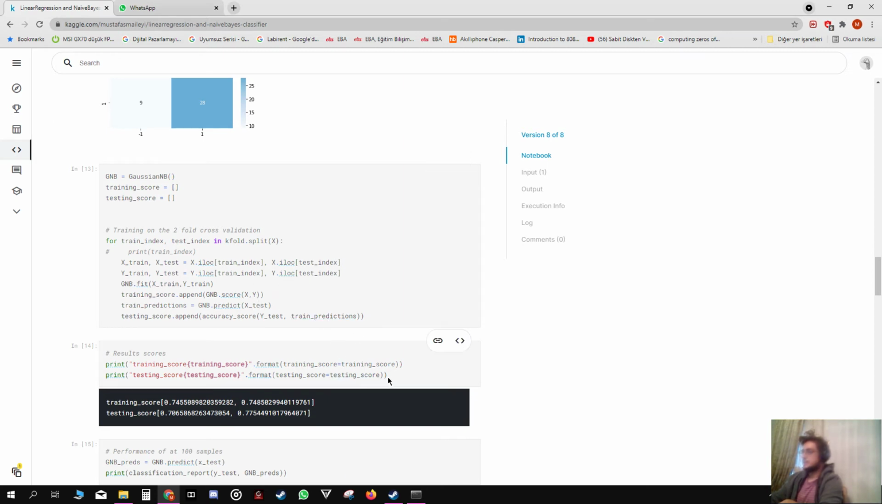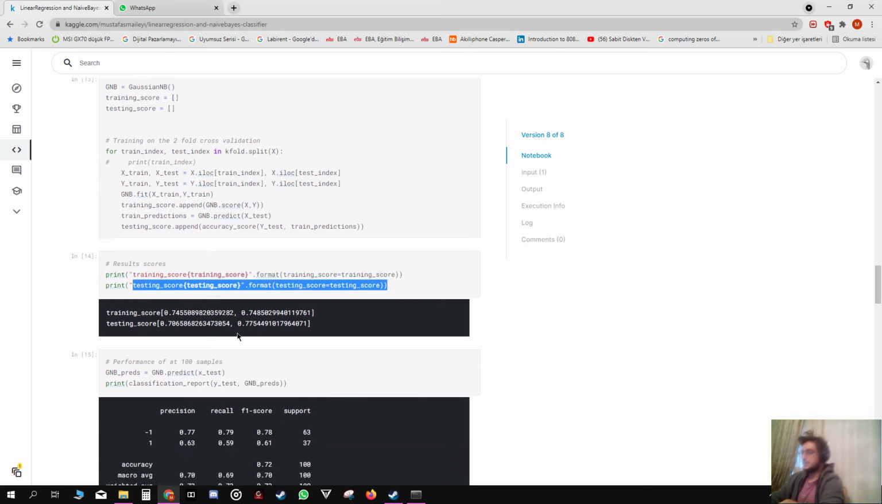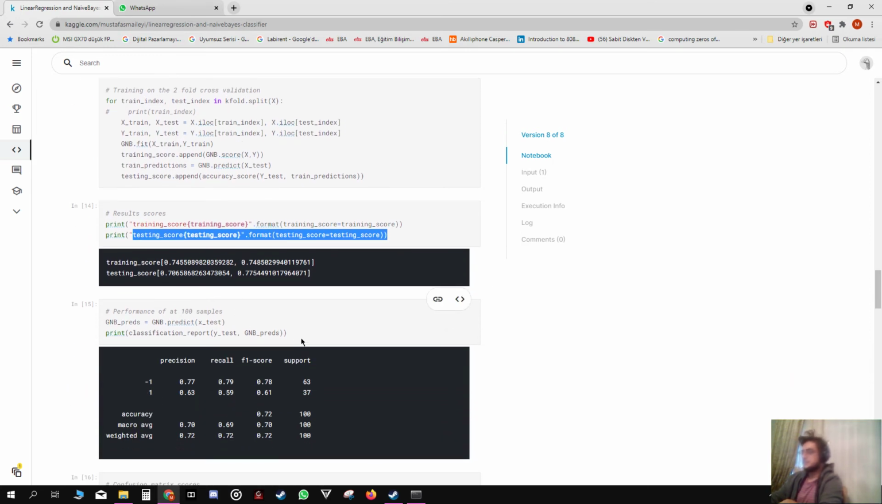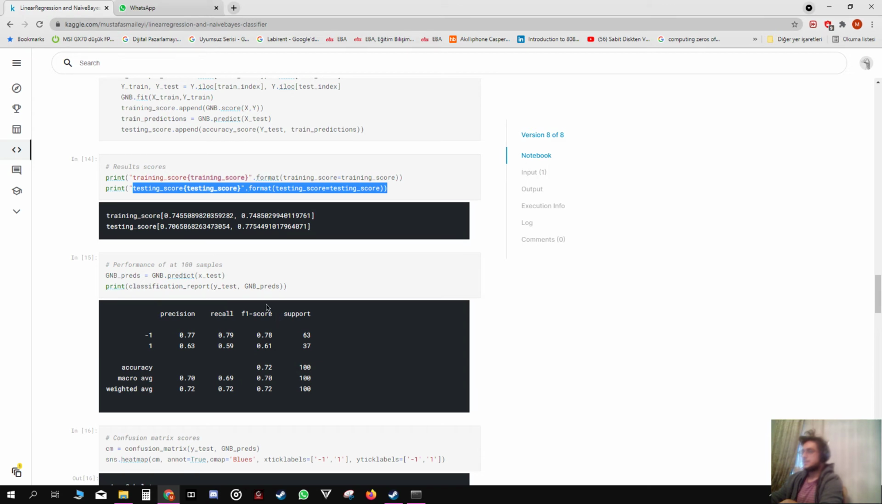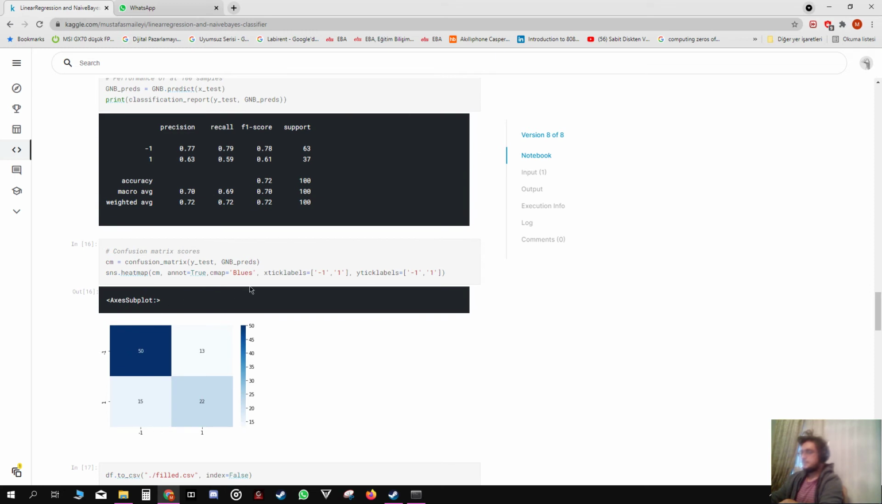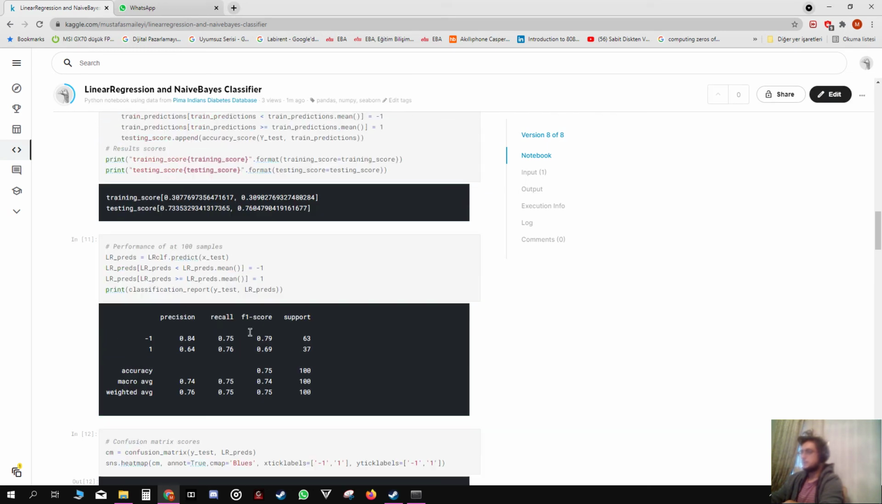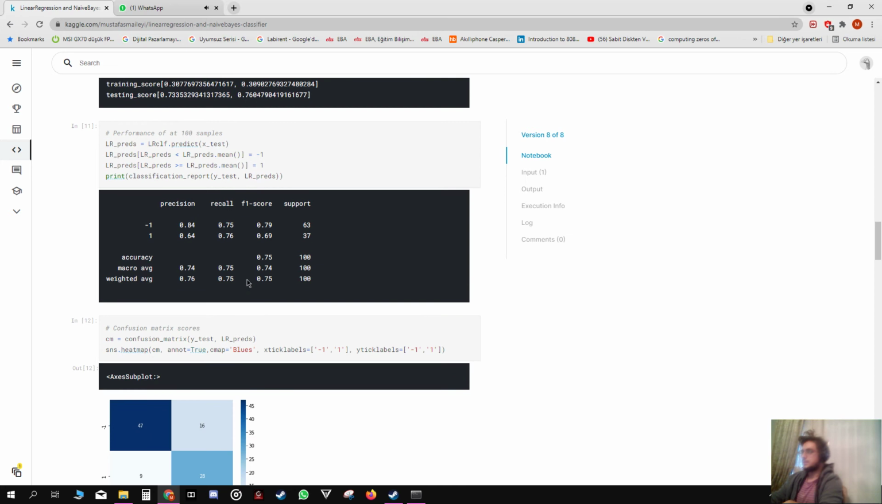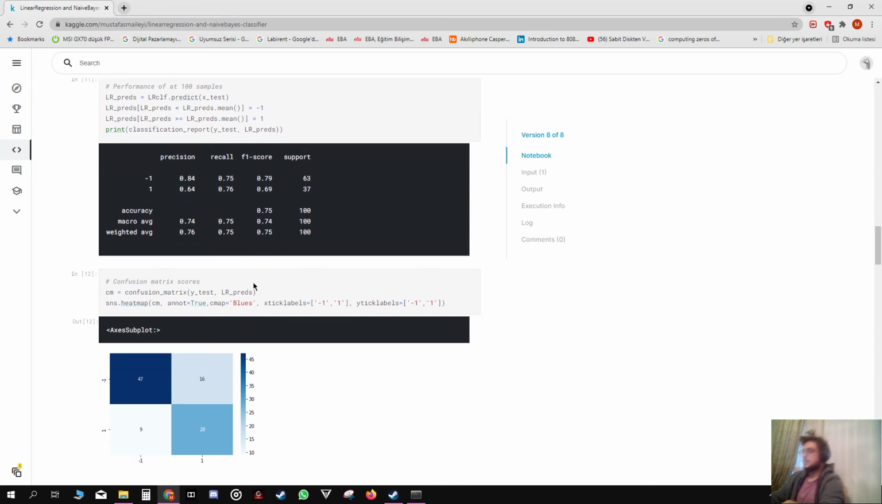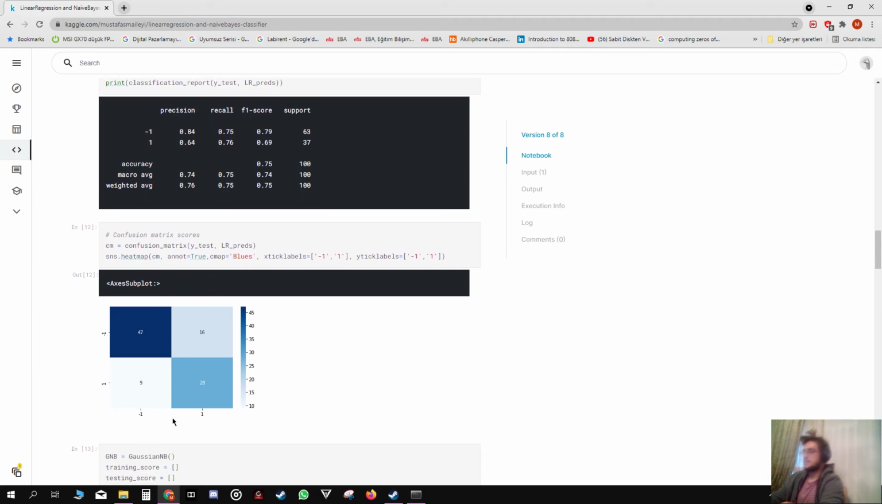Here are the training results, and here I get the validation results, and the confusion matrix of Naive Bayes is here. Let's look first at linear regression. In the linear regression, -1 means that she does not have diabetes.